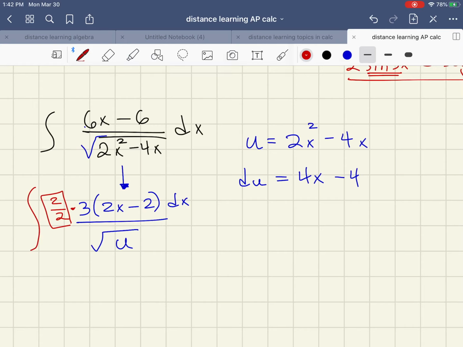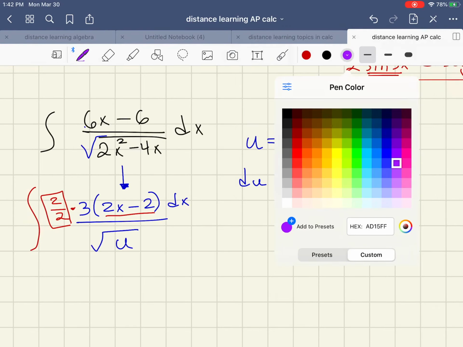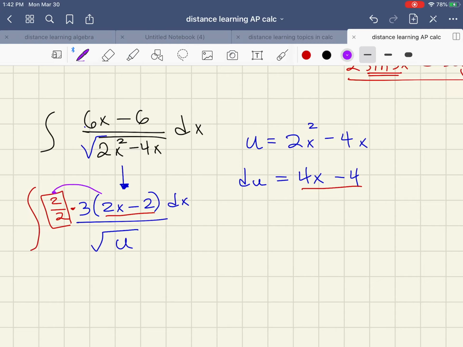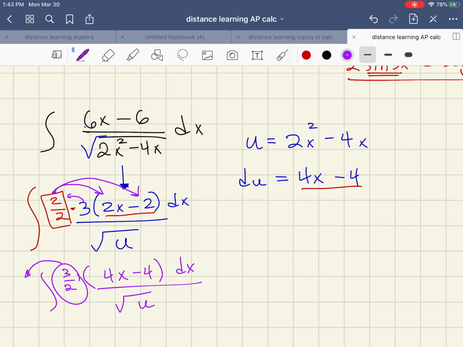Now, I really need this to be 4x minus 4. So I'm going to choose to use the numerator. That 2 from the numerator is going to go multiply those in. And the 3 is going to join the denominator. So I'm going to rewrite it as this. 3 halves times 4x minus 4. And then I can pull that 3 halves outside the integral. So 3 over 2, integral.